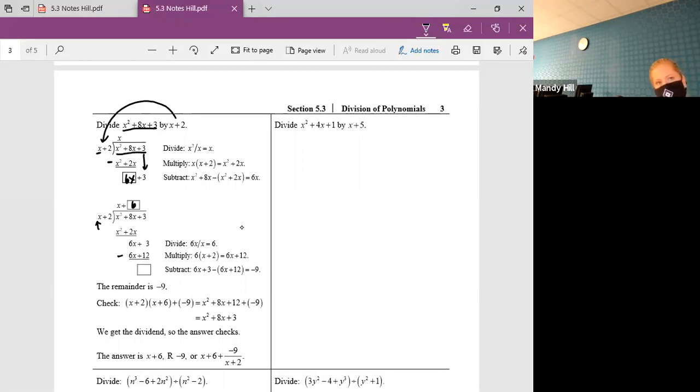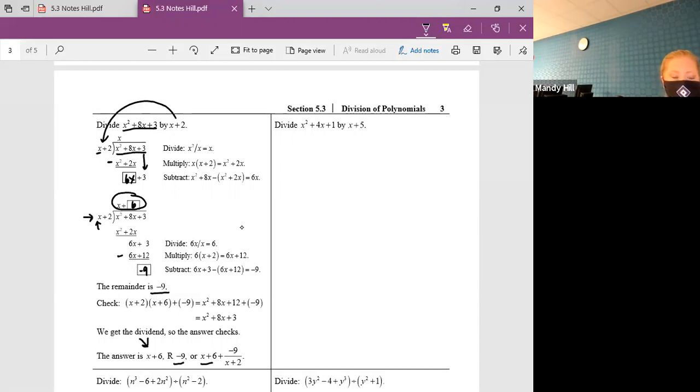And then when you subtract those, that 6x cancels out. You get 3 minus 12, which is negative 9. This is your remainder because there's no other number to bring down, we brought down the 3 already. So our answer, if you look at the top of this, is x plus 6 with a remainder of negative 9. You can also write it x plus 6 plus negative 9 over x plus 2. The place they got the x plus 2 is what they divided by in the front.